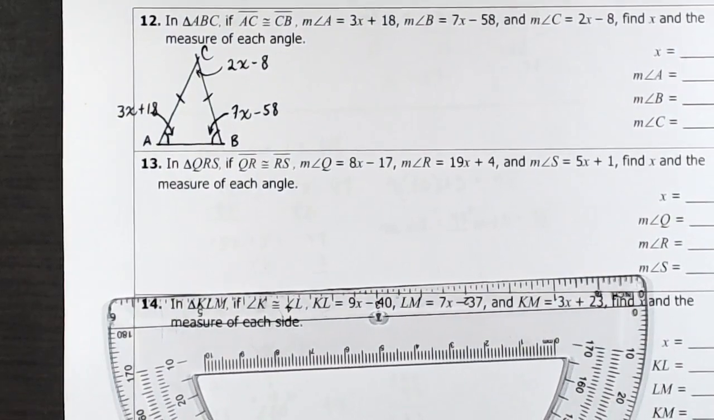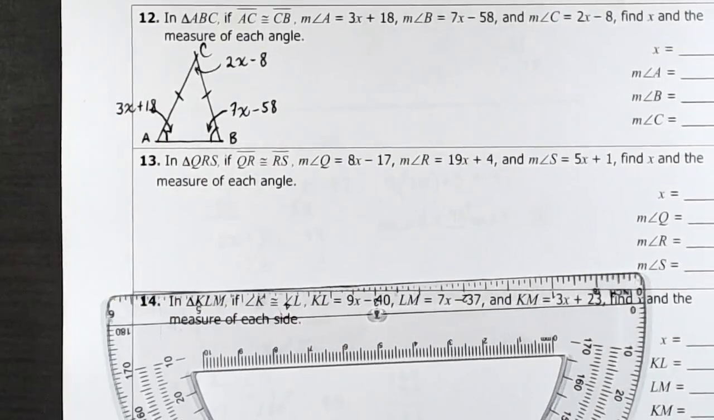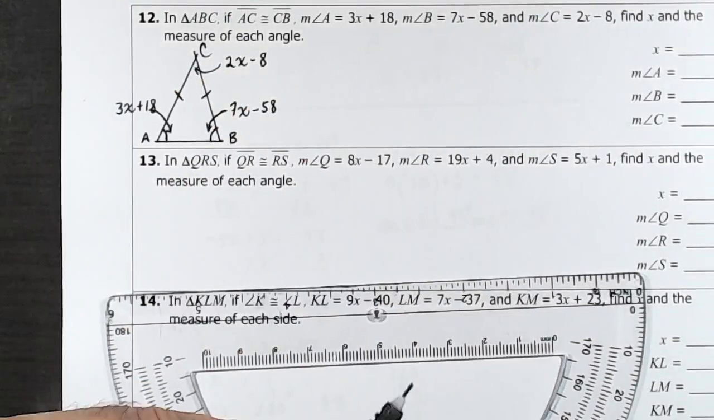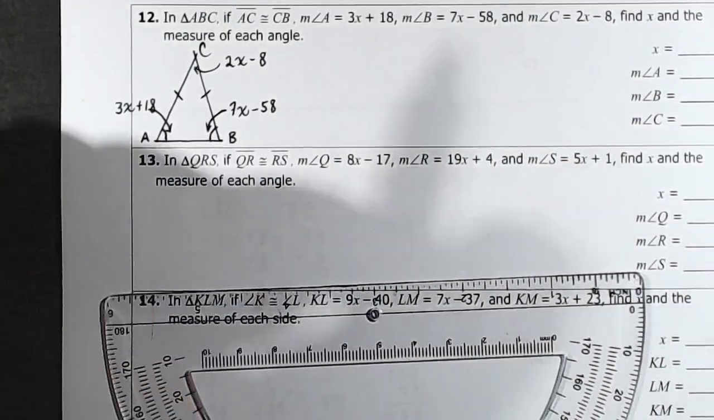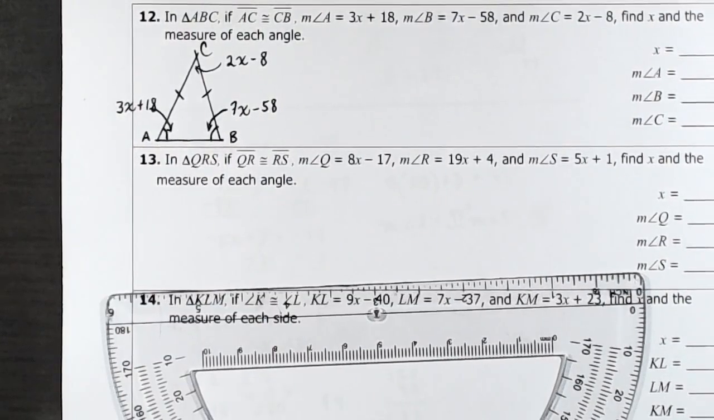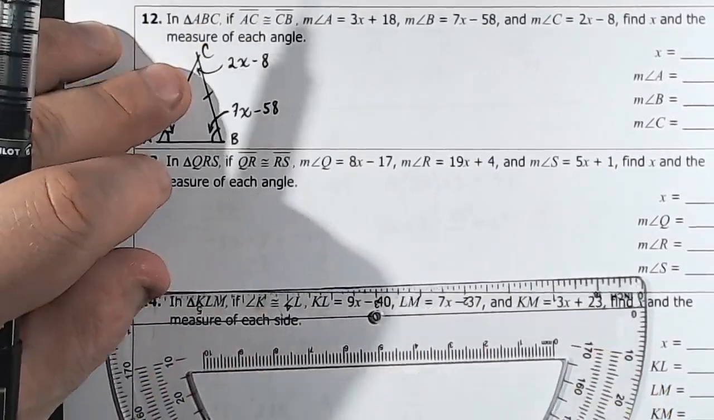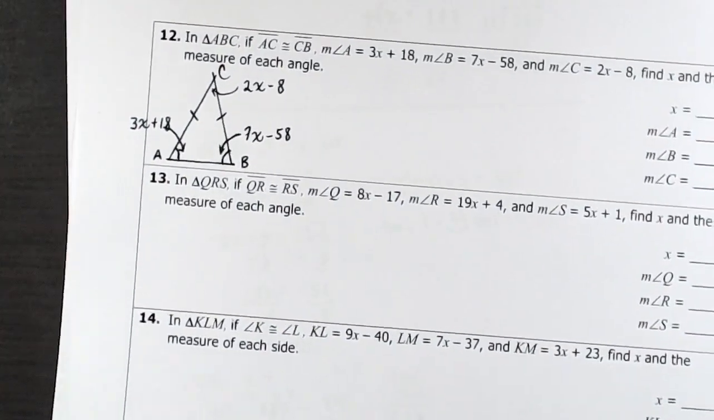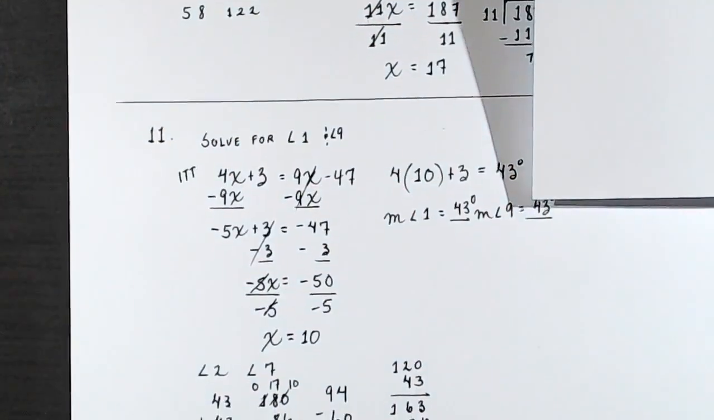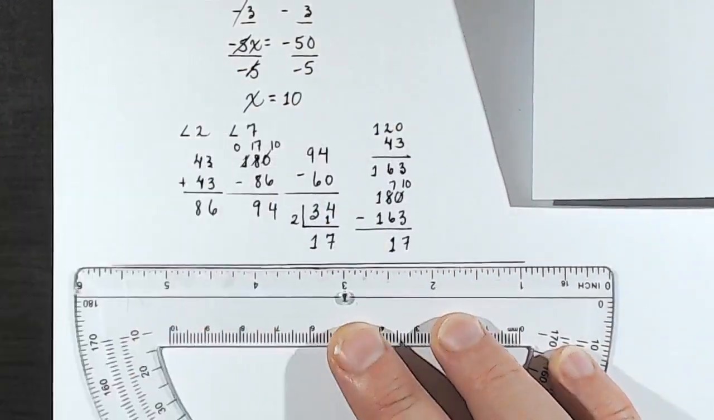Well, there's two ways we could go about it, right? We could add up all of these and set that equal to 180, because we know that all of the interior angles of a triangle have to add up to 180 by the triangle angle sum theorem. Or by the isosceles triangle theorem, we could set 3x plus 18 equal to 7x minus 58, solve for x, and plug x back in and find the measure of each angle. Either method will work. Since this is about isosceles triangles, I will use that isosceles triangle theorem.